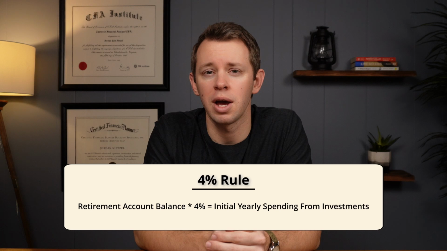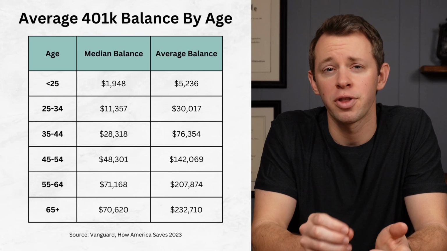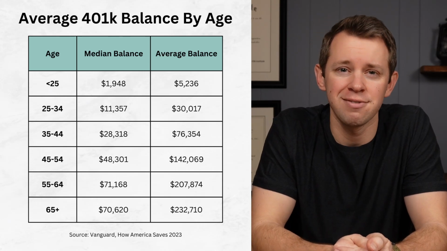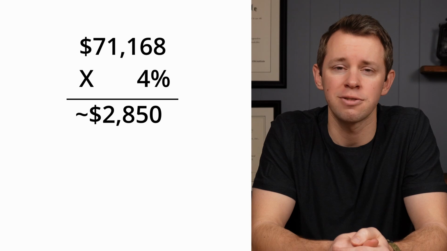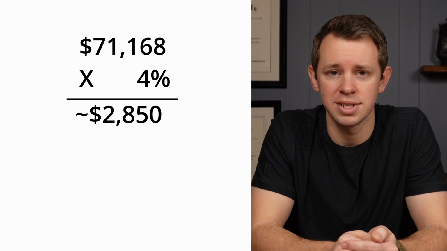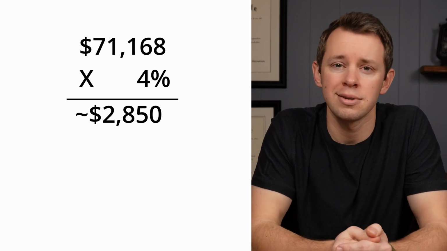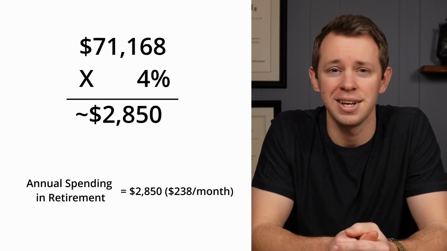If you want to have a rough idea of how much yearly spending your retirement savings can support, you can take your balance multiplied by 4%. This is known as the 4% rule, and while there are all kinds of problems with the 4% rule, it can point us in the right direction. So for the median 401k balance in the age 55 to 64 cohort of $71,168, we can multiply that by 4% and we get $2,850 roughly. That means that retirement savings of $71,168 may be able to support $2,850 of yearly expenses in retirement, or $238 per month.